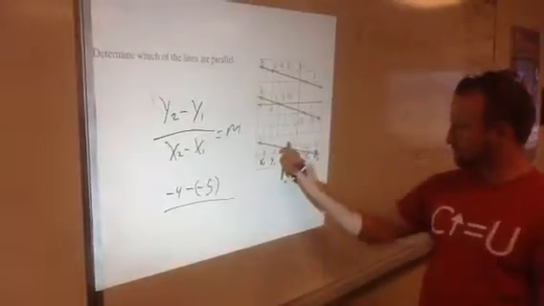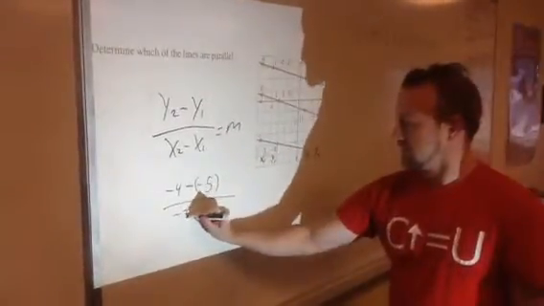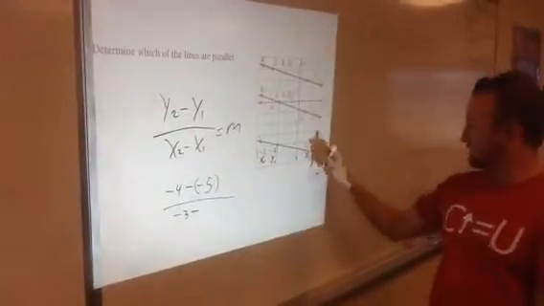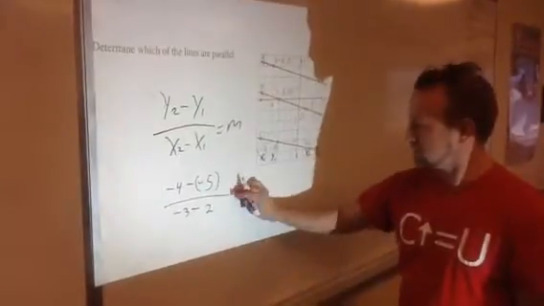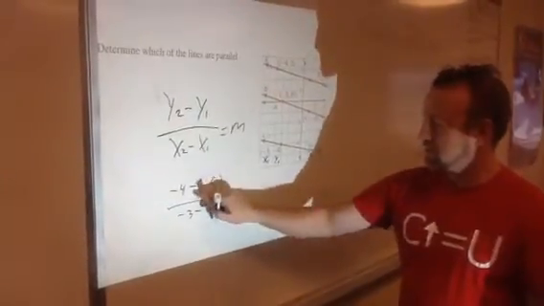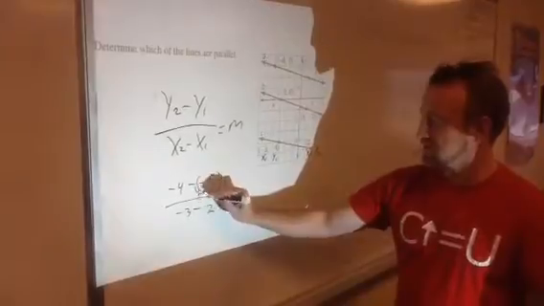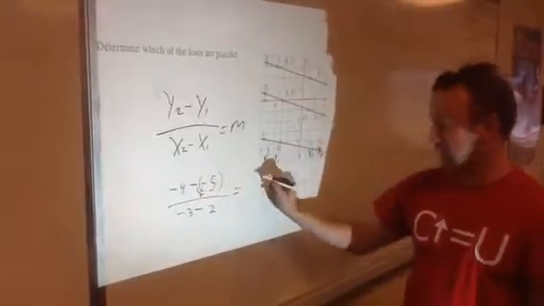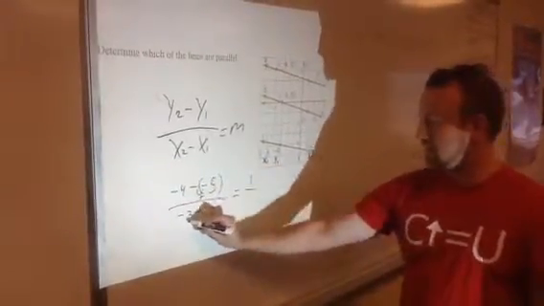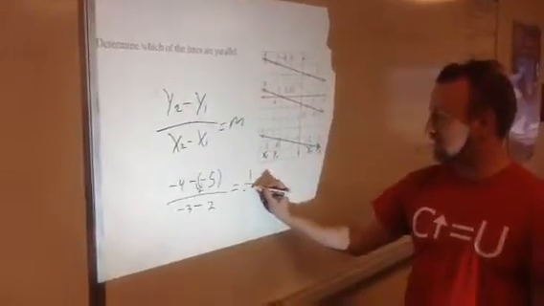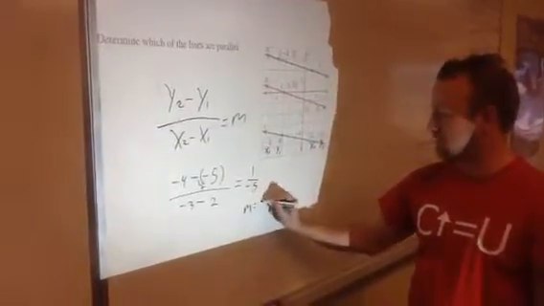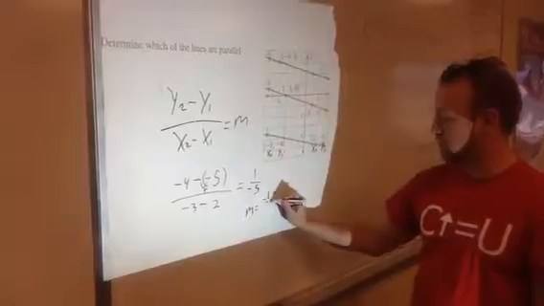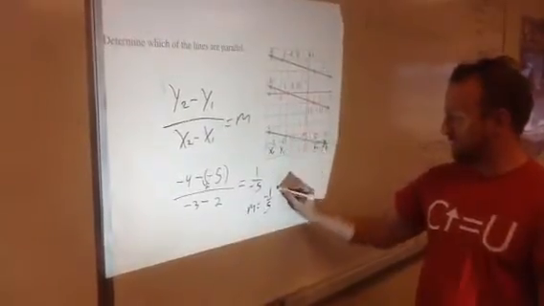over negative 3 minus 2. Let's see what we get here. Well, we know that a negative next to a negative is a positive, so it's like a negative 4 plus 5, which would be 1. And then negative 3 and a negative 2 would be a negative 5. So our m is negative 1 over 5 for this line.